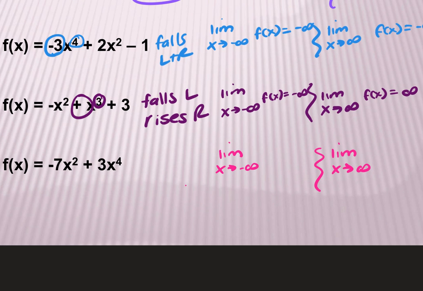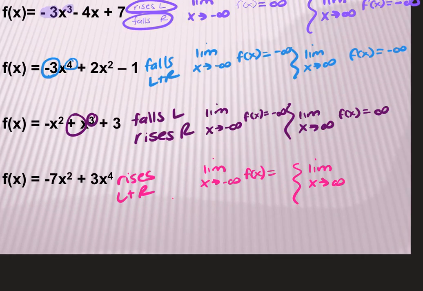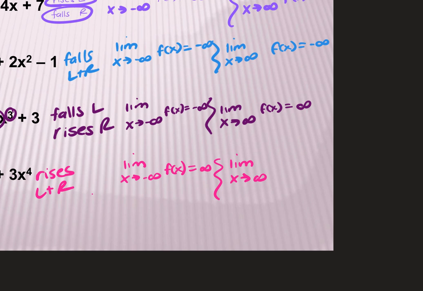All right, so what's your highest exponent? Is the leading coefficient positive or negative? Positive. So what's happening to both my arrows? Both rise, left and right. So as x approaches negative infinity and x approaches positive infinity, what's happening to the graph? It's going to positive infinity.